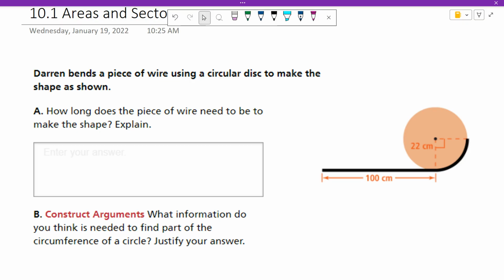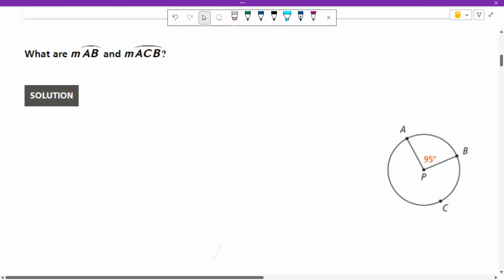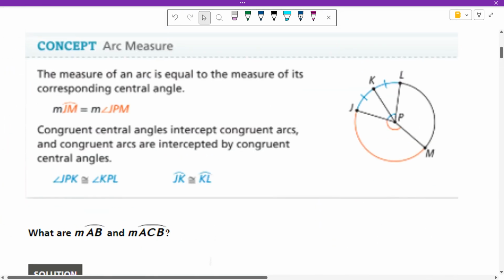But how much of the circle do we want? 1/4 of it. So divide it by 4. Take that 138, divide by 4. What do we get? 34.5. So how long is the wire? 134.5, because it's 100 here plus 34.5 there, 134.5. What we just did is figured out arc length, and we'll come back to arc length after a little bit.